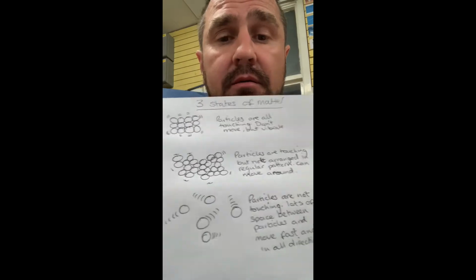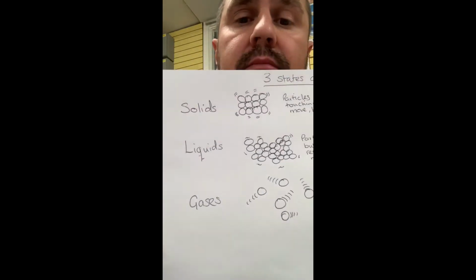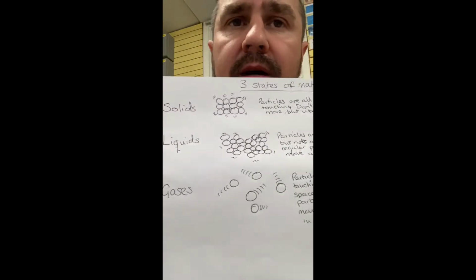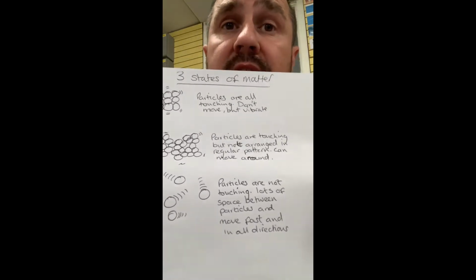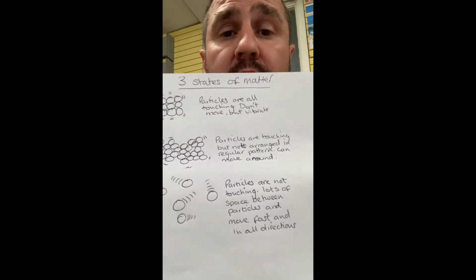Now, gases. Particles are moving fast in all directions, and they're not touching. There's lots of space between them. So those are the 3 states of matter with some of the properties of them.